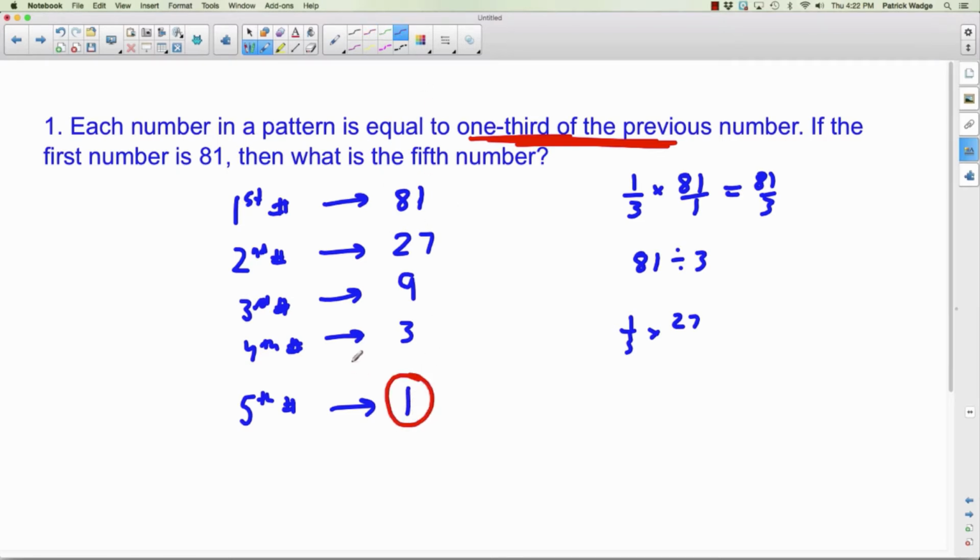Hey, what if it didn't ask the fifth number? What if it asked the sixth number? What would you do? Same thing. We divided by 3. We divided by 3. We divided by 3. We divided by 3. You go 1 divided by 3. You could write it as a decimal, but what's even better? 1 divided by 3 is 1 over 3. 1/3 would be your answer. But that's not what this question's asking. It's asking for number 5. So this is our answer right there.